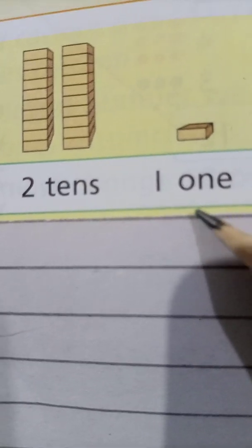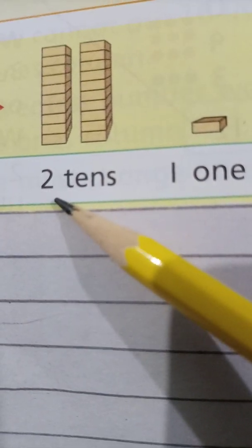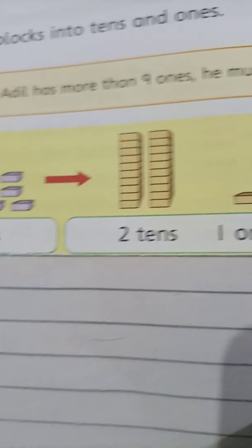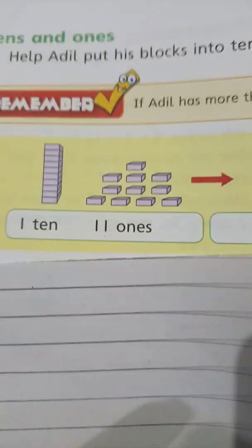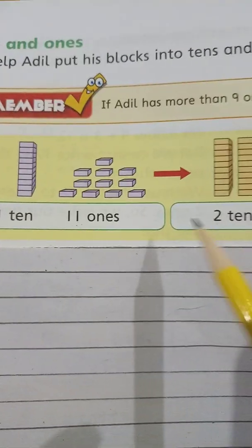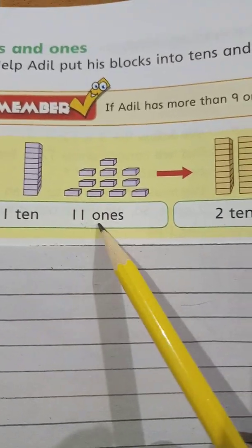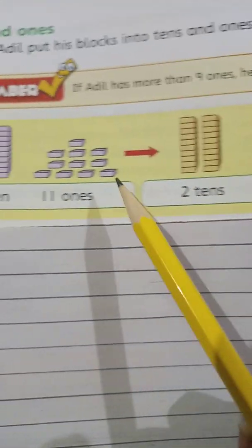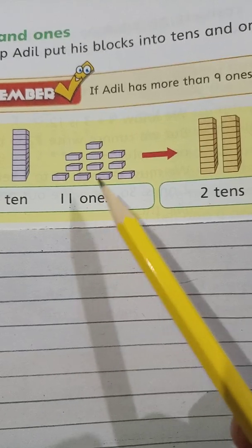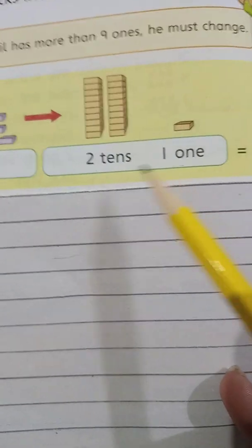Okay, now how will we write it? We will write it as the number 21 in this way. Okay, this was the first question. Adil rearranged his blocks into the tens and ones column. We will first count the blocks and then rearrange them into the tens and ones column. Now let's solve the second question.